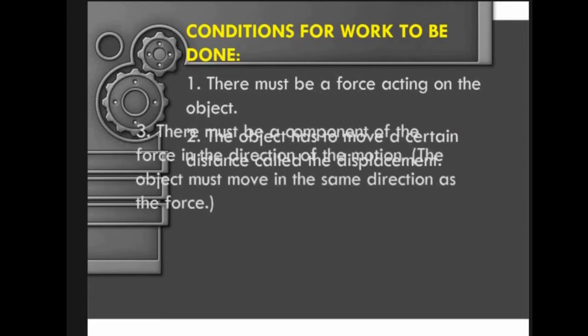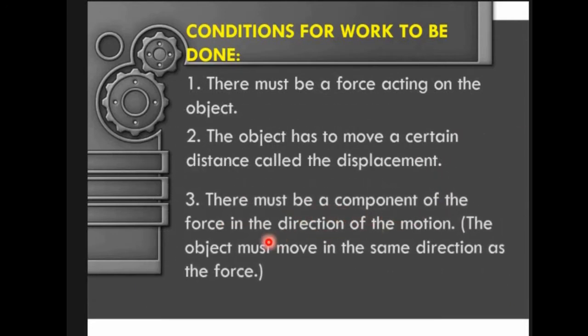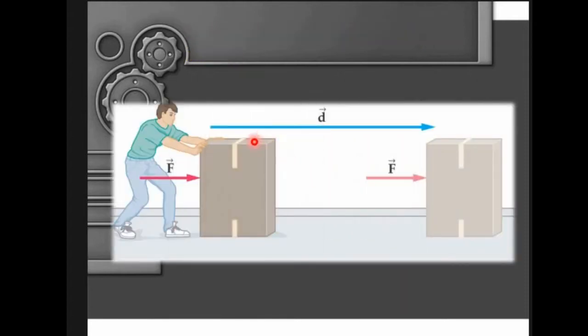And last, there must be a component of the force in the direction of the motion. That means the object must move in the same direction as the force. So again, the main question is, has the man done work on this box? Condition number one, is the man pushing this box with a certain force? Yes. Condition number two, is this box moving a certain distance? Yes. And three, is the component of the force and the direction of the movement of the box the same? Yes. So therefore, in this kind of situation, the man has done work on this box.